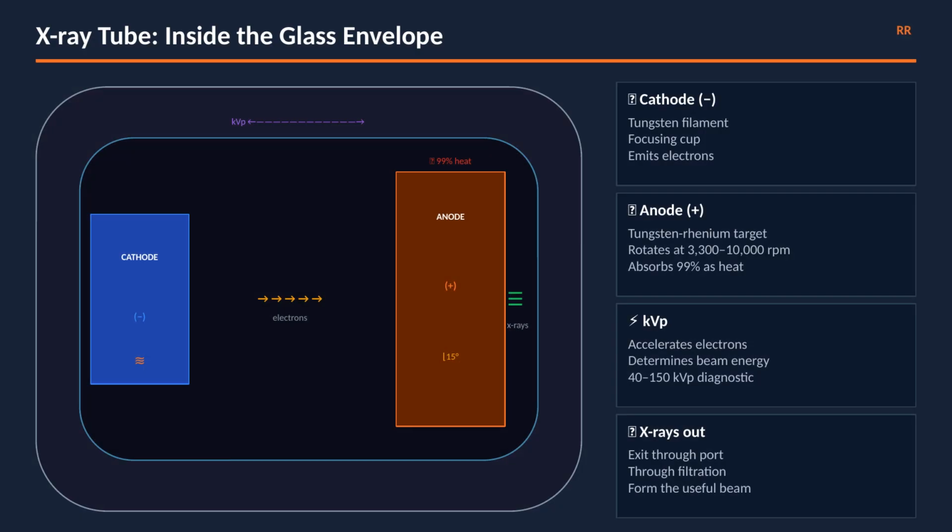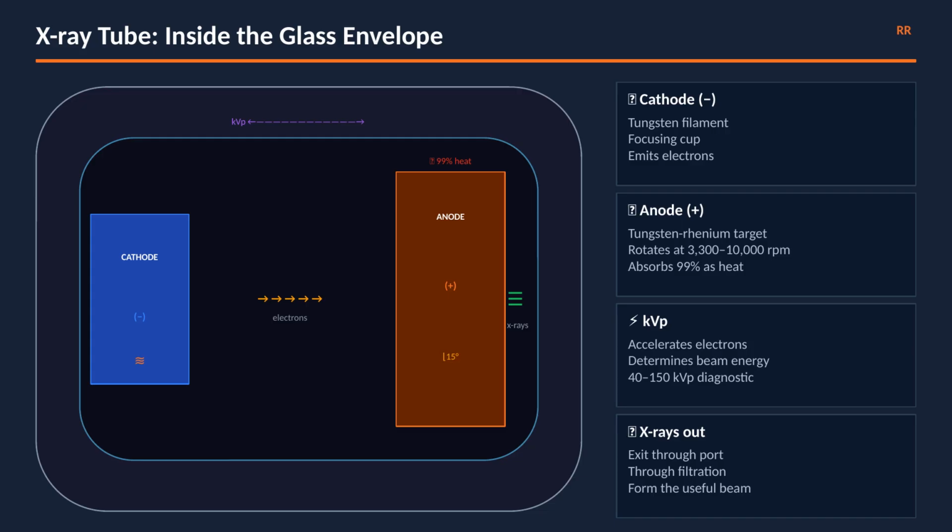On this slide you can see the complete cross-section. On the left is the cathode, the negative electrode. Inside the cathode sits a coiled tungsten filament surrounded by a molybdenum focusing cup. On the right is the anode, the positive electrode. This is where electrons strike and where X-rays and heat are produced.